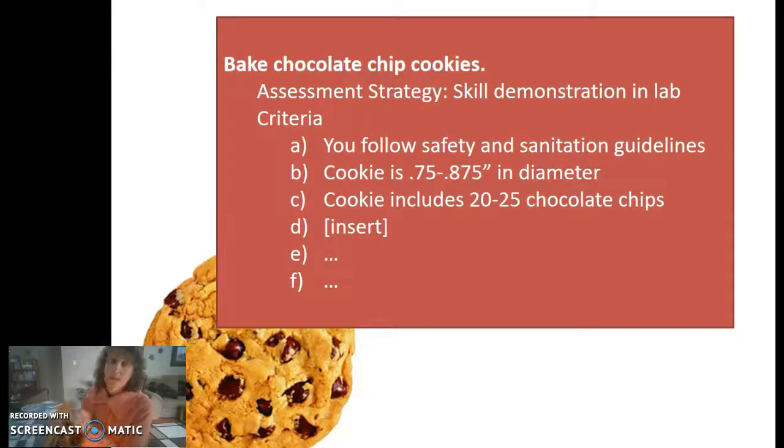Nope, it's more than that. The criteria are that the student has followed all safety and sanitation guidelines, that the cookie is a certain size, right? These students aren't learning home baking skills. They're learning baking skills to be out there in bakeries and restaurants, right? So they learn standardization like cookie size, number of chocolate chips, so on and so forth.